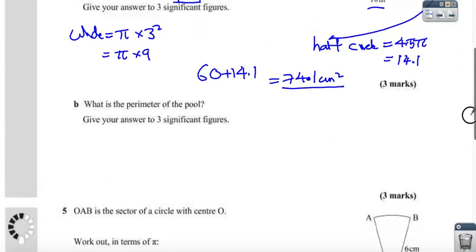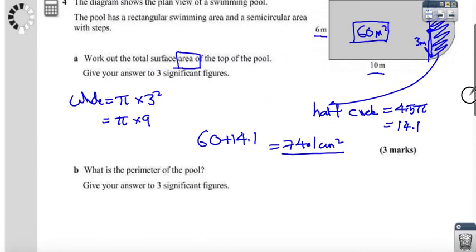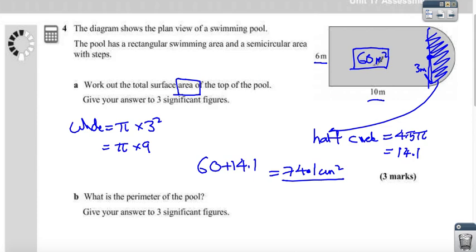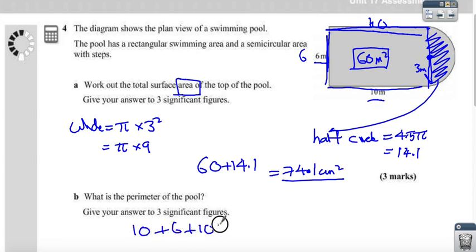What is the perimeter of the pool? Give your answers 3 significant figures. Perimeter means the distance around the outside edge. So it's the distance from here to here, which is 10. It's the distance down here, which is 6. The distance along here, which is still 10. So it's going to be 10 plus 6 plus 10 plus the curved length.